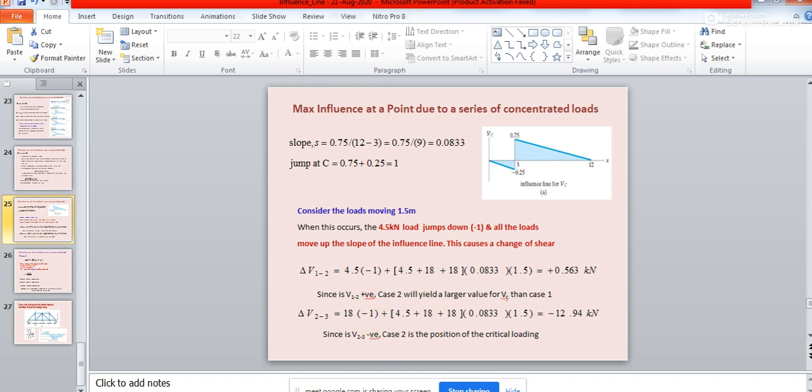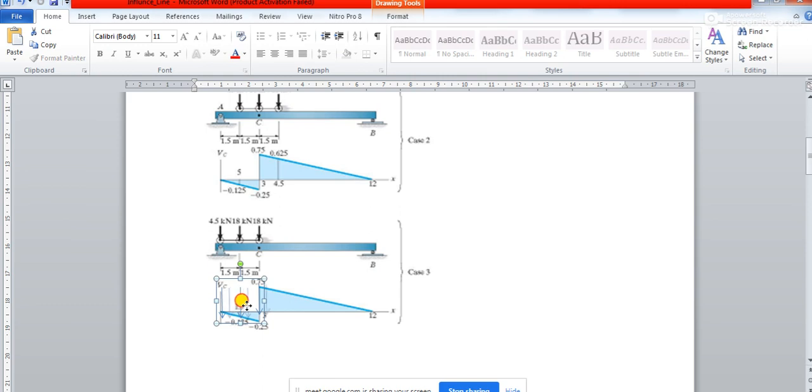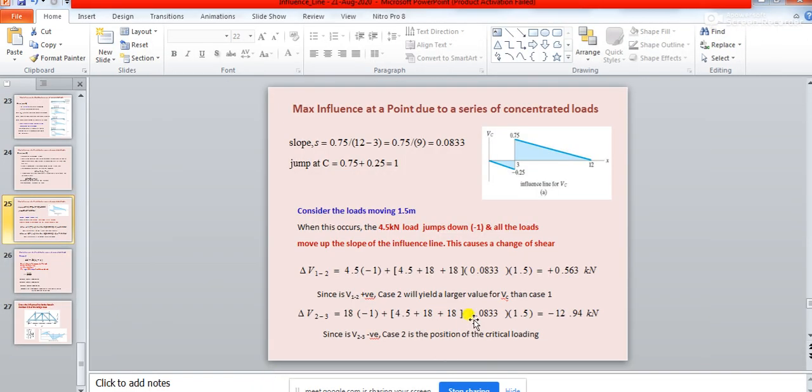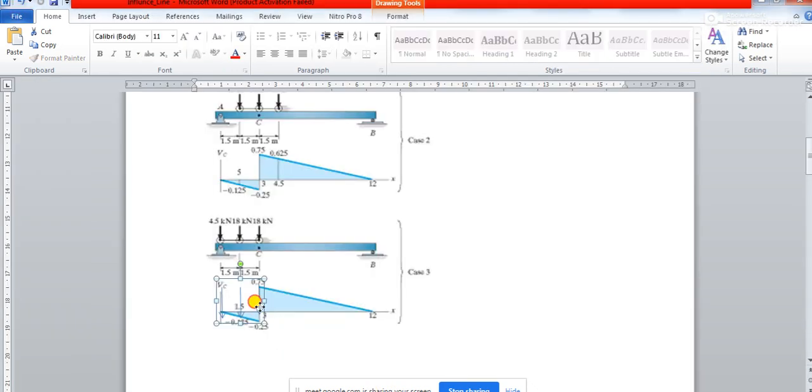And then this 18 kilonewton load, after dropping from here, is again moving up the slope, isn't it? And when it is moving up the slope, how much will it move up? It will move up by another 0.0833, right? So it is going to give you 18 multiplied by 0.0833 multiplied by 1.5.